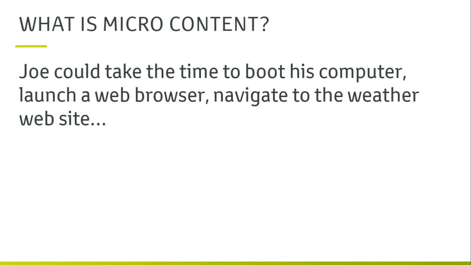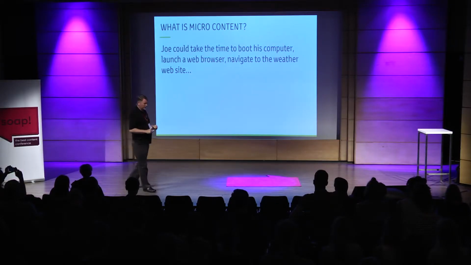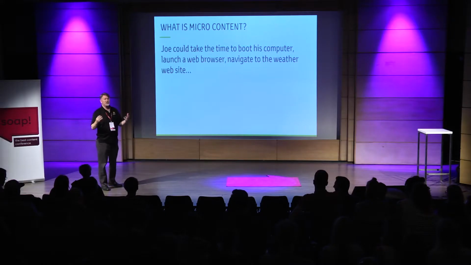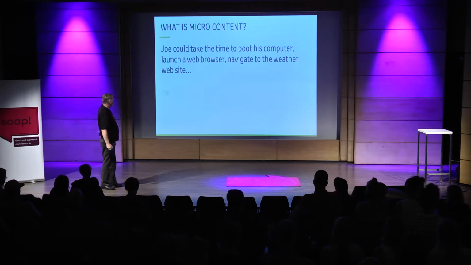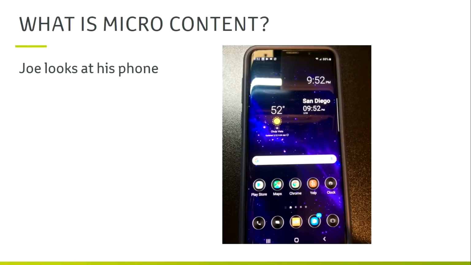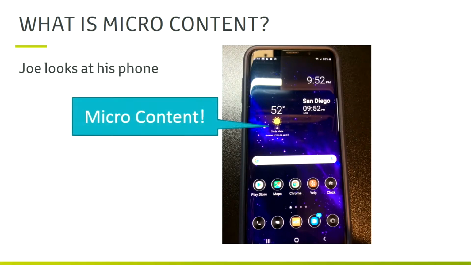Well, without micro content, Joe might go to his computer, boot his computer, it's still booting, open up a web browser, type in a URL, navigate to the Weather Channel, type in his city, and find out, is it going to rain? Is it going to be sunny? That's a lot of effort. Or Joe could just look at his phone. And on a lot of modern phones, there's a little widget that is micro content.